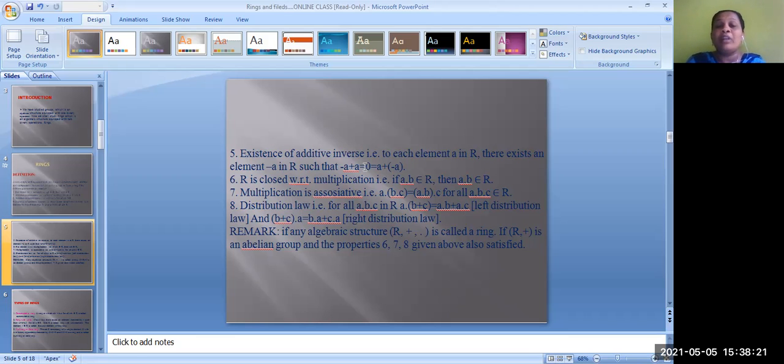So here we have one remark. An algebraic structure R, plus, dot is called a ring if R, plus is an abelian group. By the first five properties, we find the abelian group, and the remaining properties, that is the 6th, 7th, 8th properties, are satisfied. So here all 8 properties we have to satisfy to find a ring.